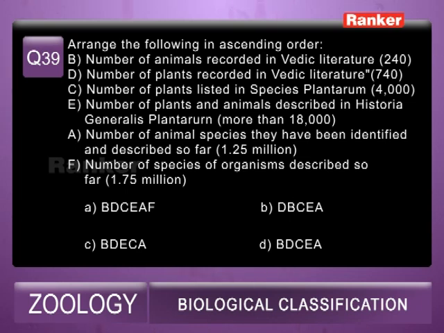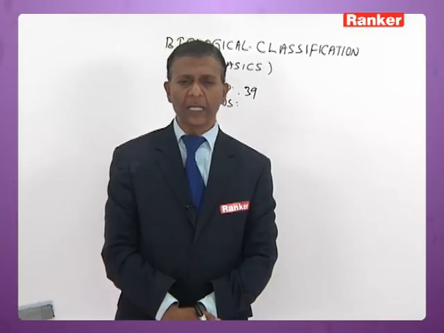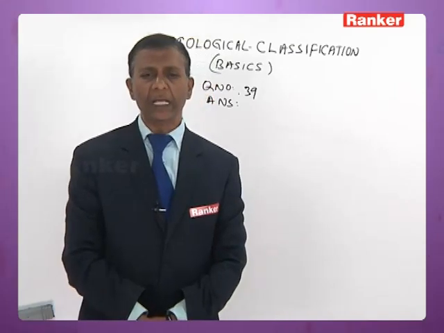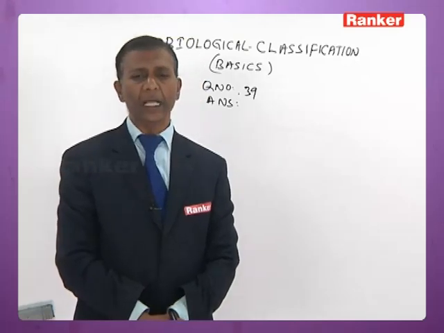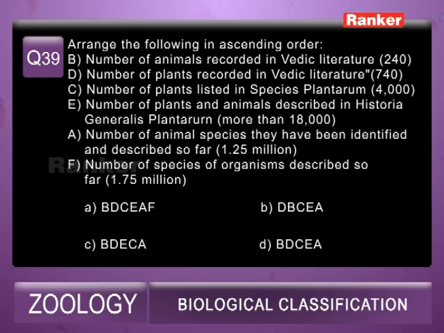So among these the correct answer is option C, that is B, D, E, C, A. That is the correct arrangement in ascending order. B, D, E, C, A. So the correct option for 39th question is C.